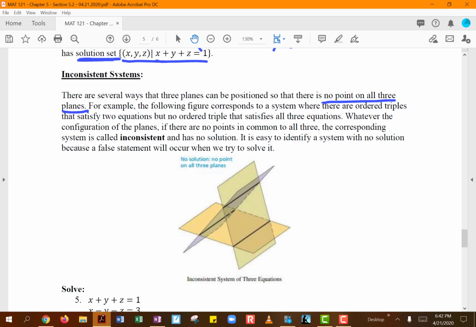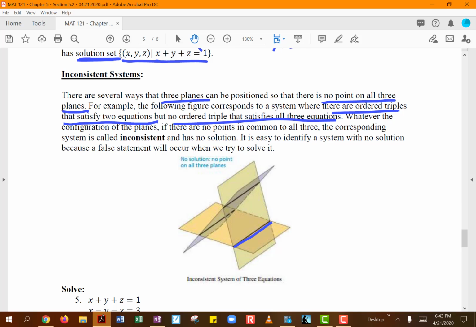So they're saying the following figure corresponds to a system where there are ordered triples that satisfy 2 equations, but there's no ordered triple that satisfies all 3 of the equations. So you can see 2 of these planes are intersecting at a straight line, right?